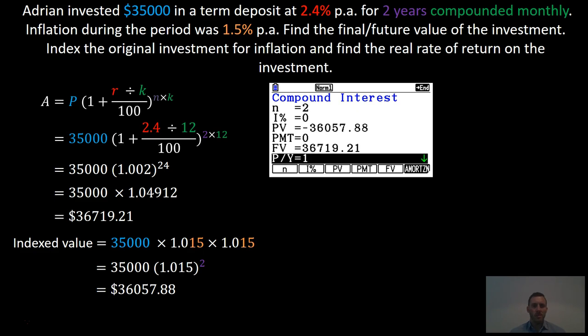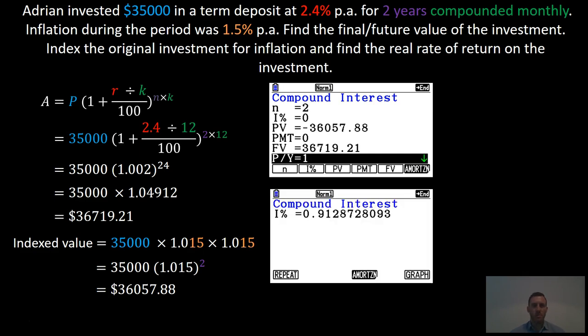For the FV, the future value, we enter $36,719.21, which is the amount the deposit grows to. In P/Y, we just equal 1, and the same in C/Y. And then we press F2 to calculate the interest, and we get the real rate of return on the investment over 2 years is 0.9% per annum when inflation is taken into account.